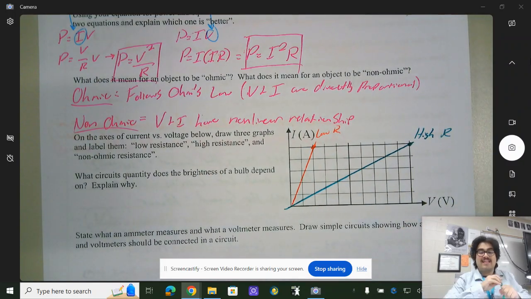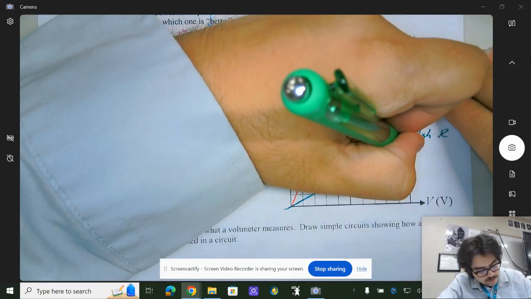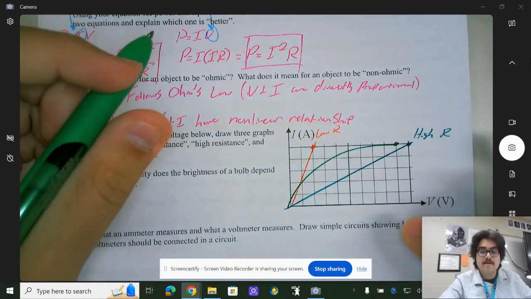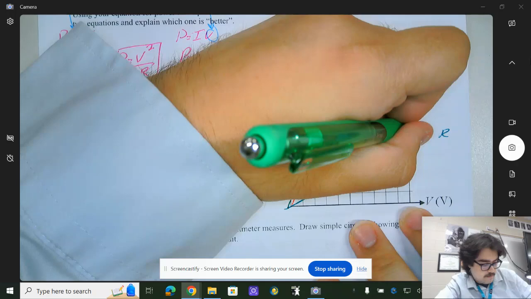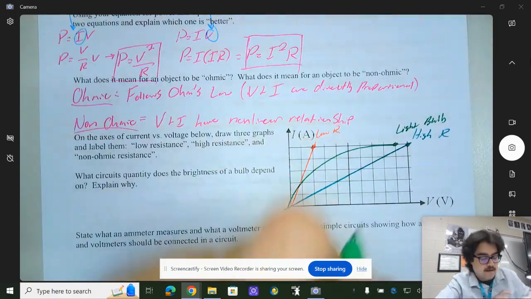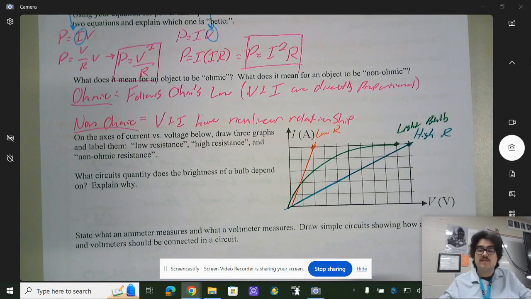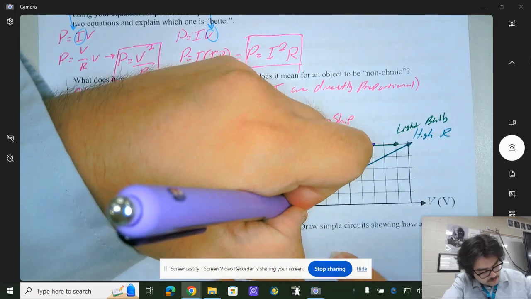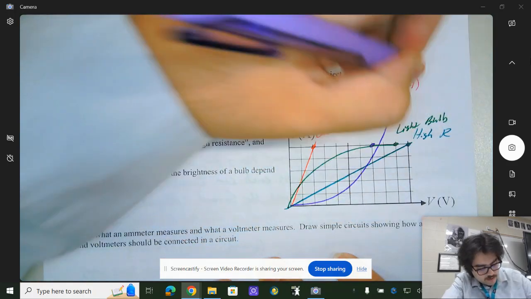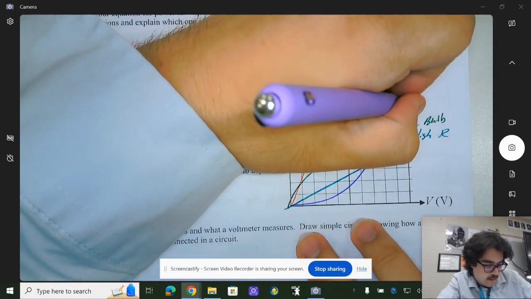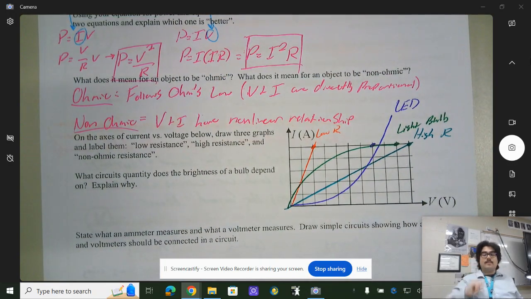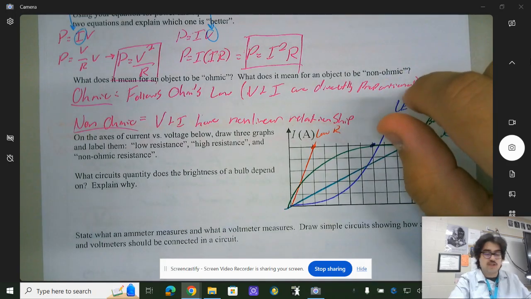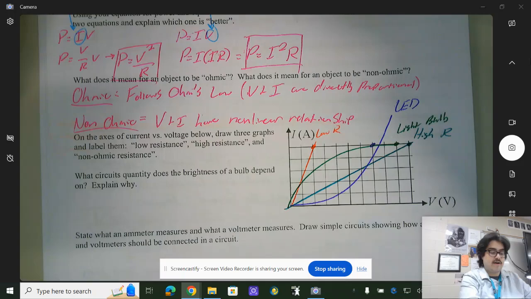If you have a light bulb, it's probably going to look something like this. And this is where it gets unusual, right? It's probably going to be curved like that. And then finally, if you have something like an LED, it's probably going to look something like this. Oh, I completely missed the point that I drew for it, but that's fine. That's going to be something like an LED. So notice that these ones that are curved don't have direct proportional relationships. They are non-ohmic.